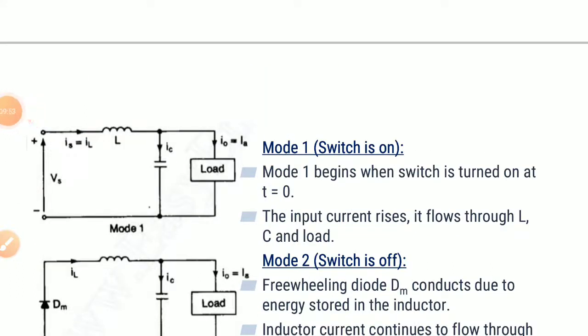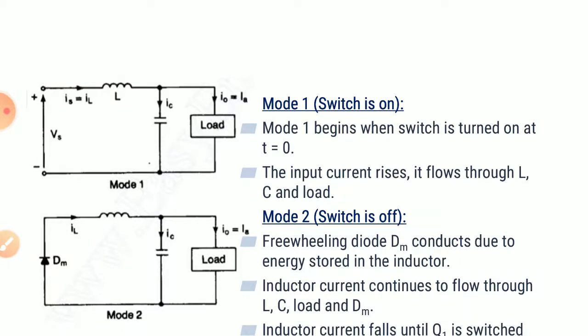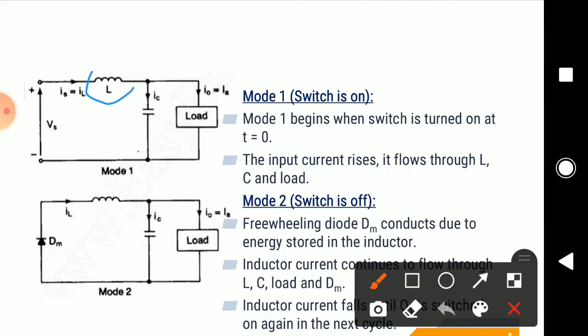Okay, so we need to find out the inductor voltage during each time period, that is during the on time as well as the off time. Now, during the on time, you can just see over here, your inductor is present during the on time. This is the equivalent circuit during mode 1. Your inductor is present over here. What will be the voltage present across the inductor during the on time?